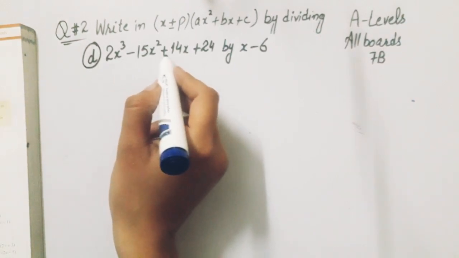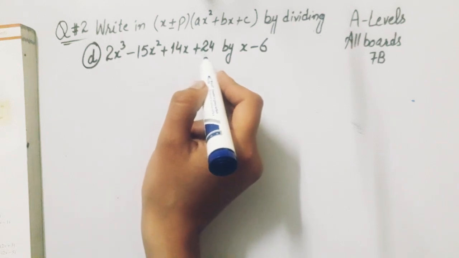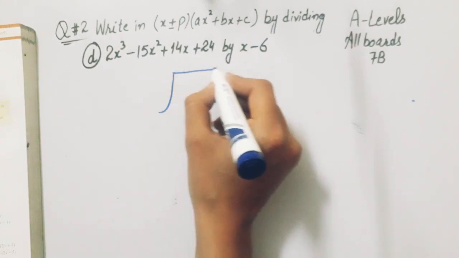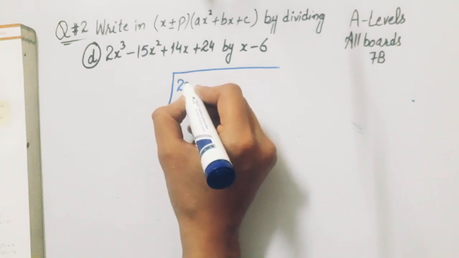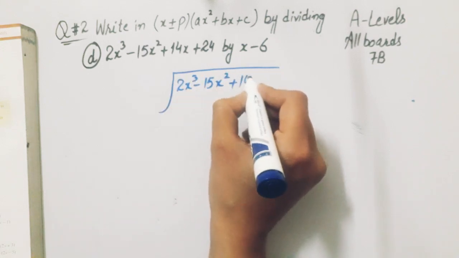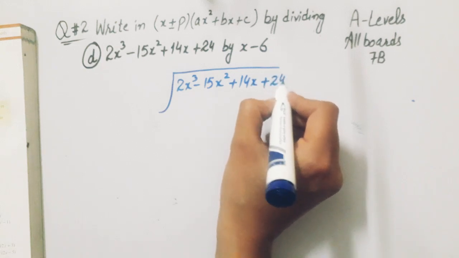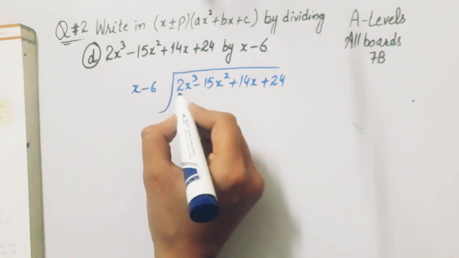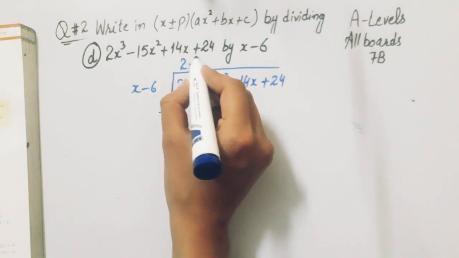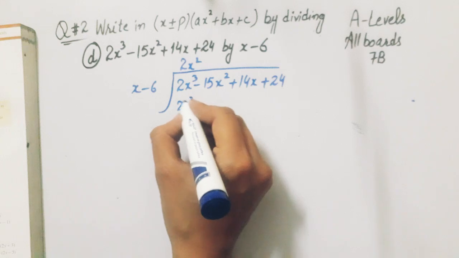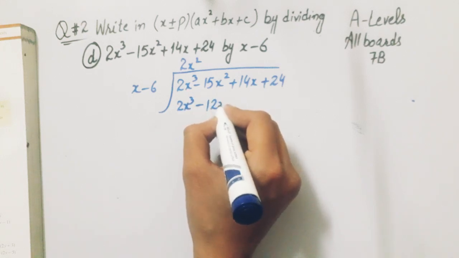2x cube minus 15x square plus 14x plus 24. Divide this by x minus 6. We will write this 2x cube minus 15x square plus 14x plus 24. Divide this by x minus 6. To make 2x cube, we will multiply x by 2x square. 2x square multiply x is 2x cube minus 12x square.